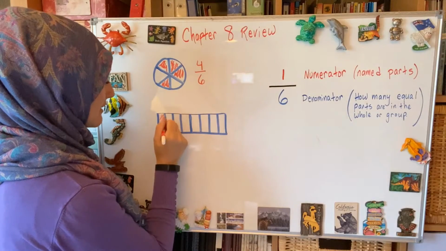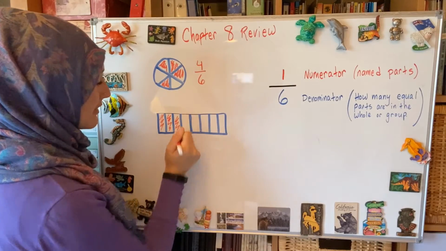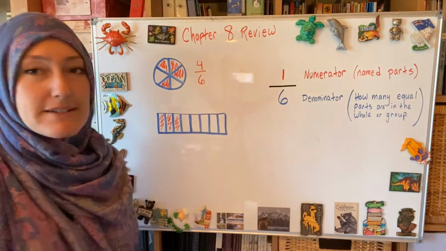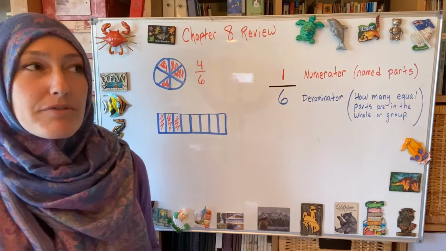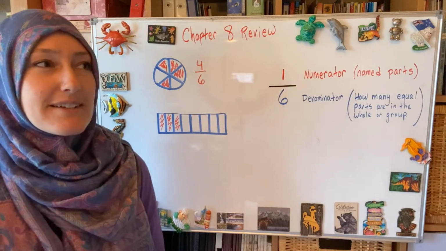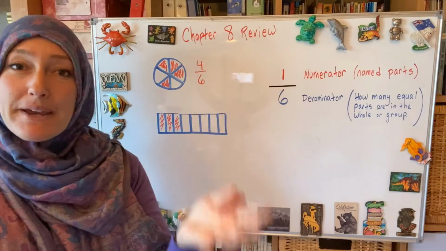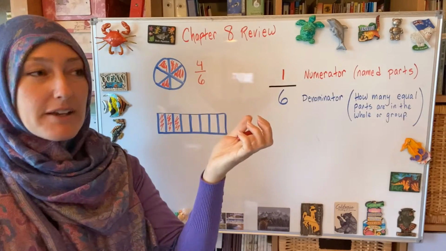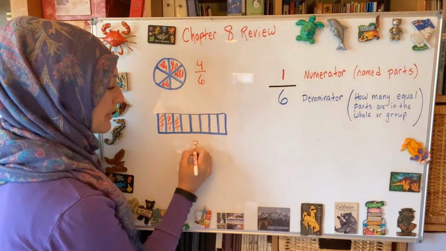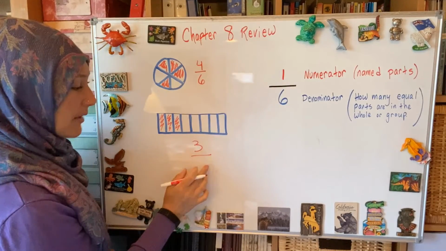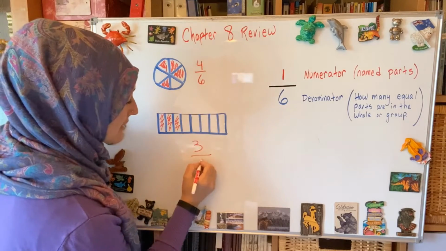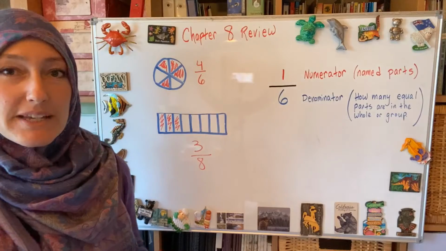I could shade in 3 of these. And if I said, what fraction of the rectangle is red? What fraction means how much of it is red compared to the whole amount. A fraction doesn't ever give you a number. It's a comparison between a part you're talking about and between the whole amount. So for this one, the part I'm talking about is red. That's 3. The denominator, how many there are altogether, is 3, 4, 5, 6, 7. There are 8. So this would be 3/8.